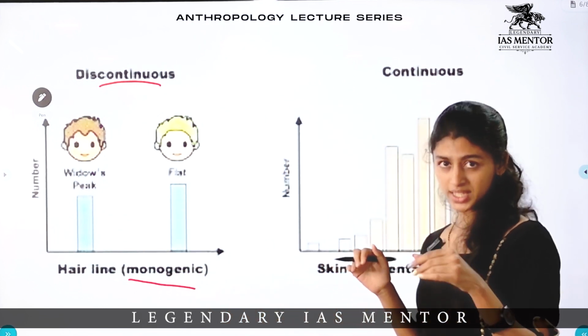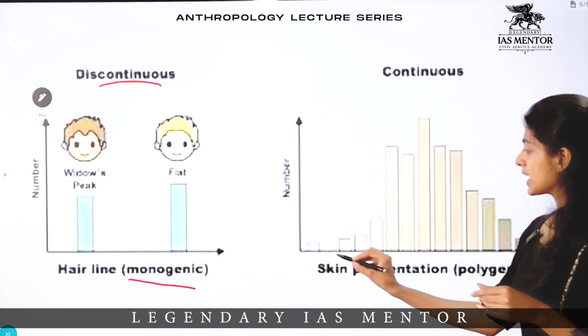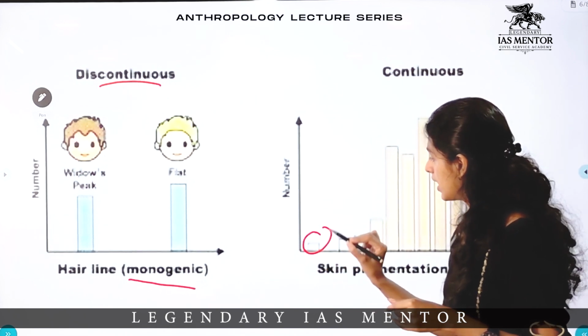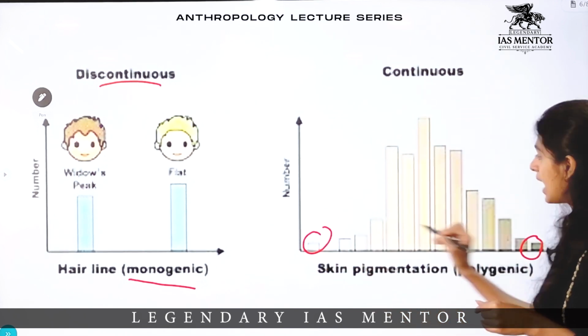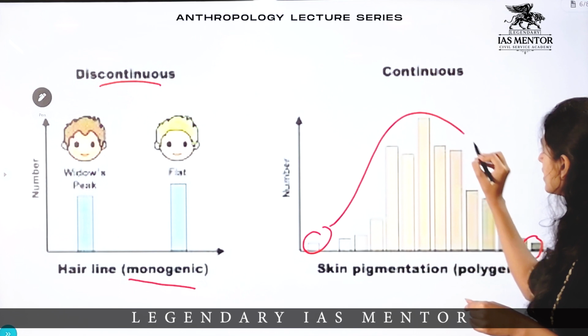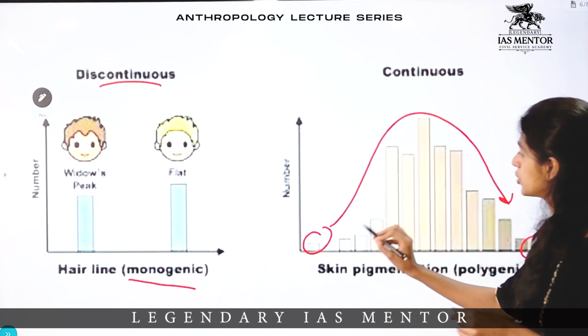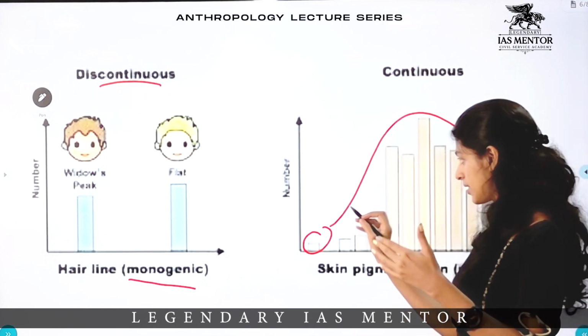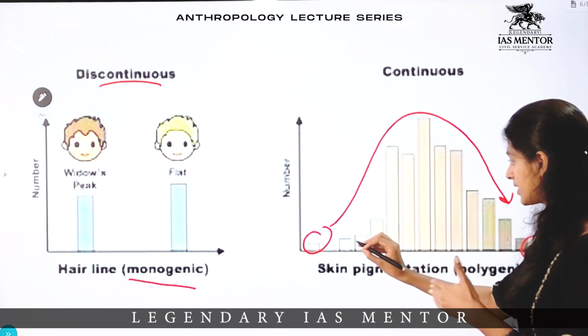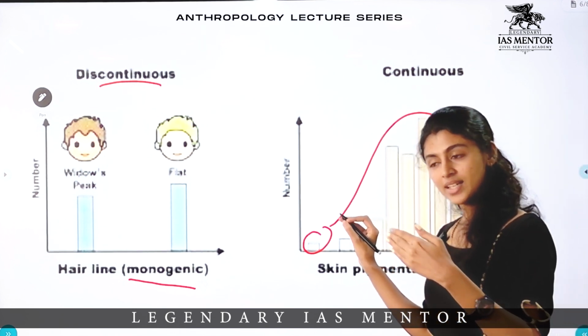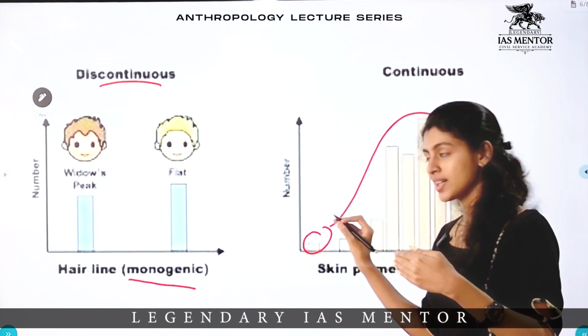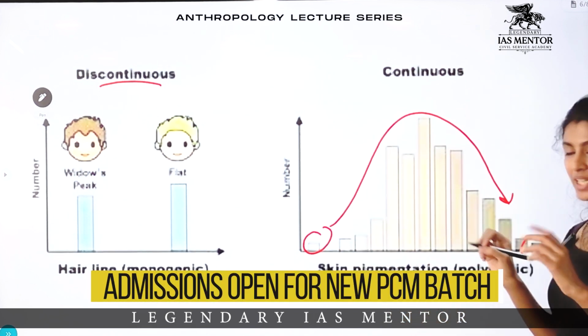But when it comes to polygenic inheritance, like skin color, we can see there are extreme values, and from the extreme values we can see a gradation of variation. No two people will have exactly the same color. In light there is more light, in dark there is less dark. So that is called continuous variation.